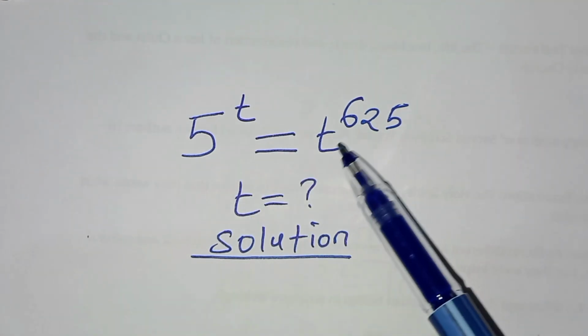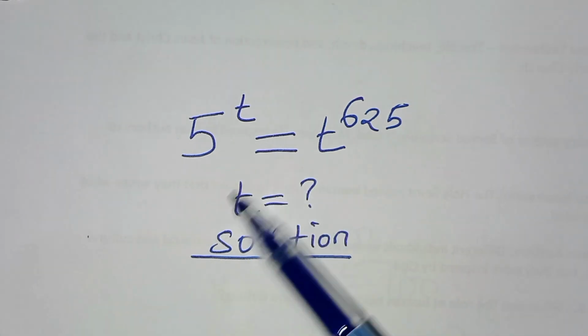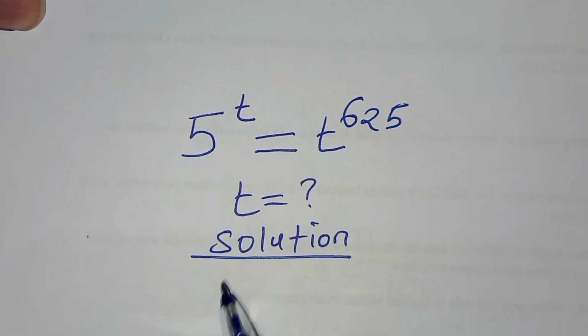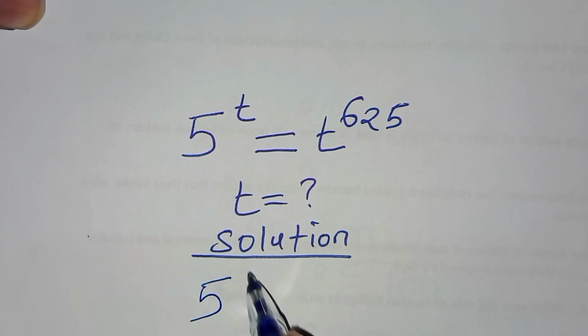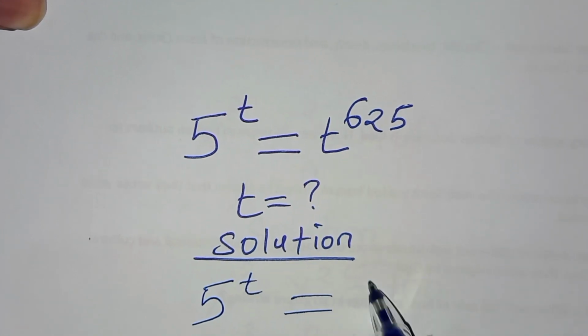In today's video, we are solving a very interesting Math Olympiad question, which is 5 to power t equals t to power 625. So what is the value of t? Now the solution: from here, we have that 5 to power t is equal to t to power 625.